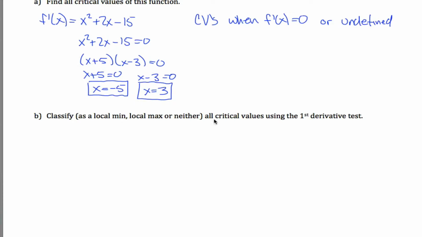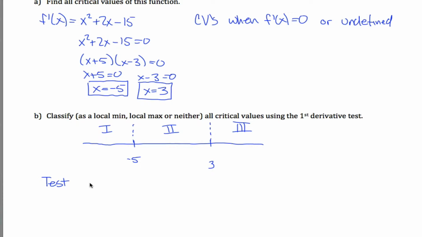Classify the critical values using the first derivative test. The way you do the first derivative test is you consider all the different spots where your first derivative could change sign, specifically your critical values, and you divide the number line up into regions based on those critical values. So in this case, I have 3 different regions.